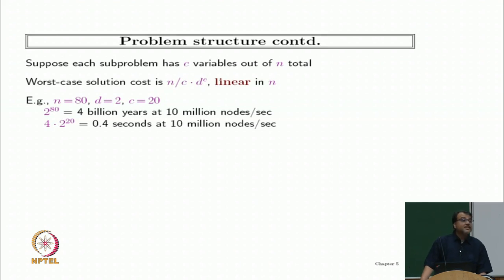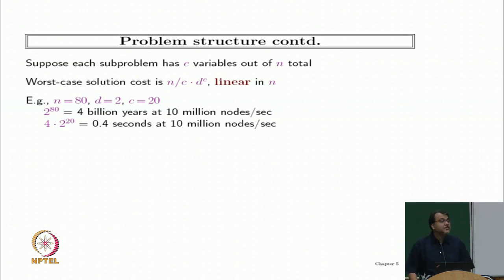So that means that my worst case solution cost has become somewhat linear in n, and exponential in a constant. So that's pretty awesome. Linear in n, that is. That's pretty amazing. And as a simple example, suppose I had a problem, binary CSP with each variable having only 2 values.